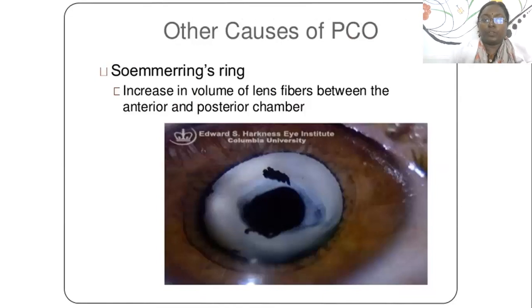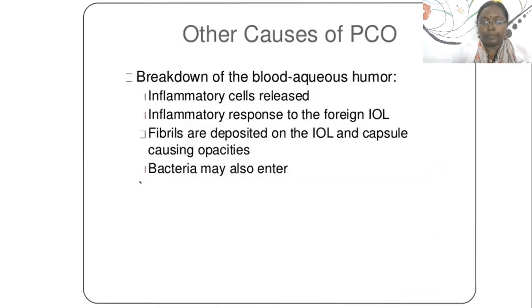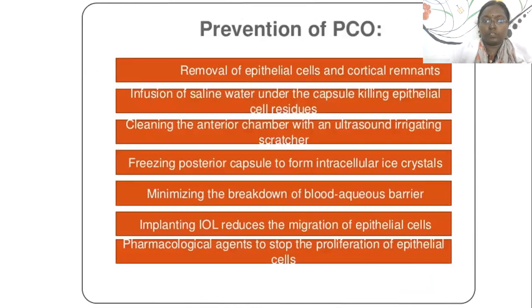Other causes of PCO include Soemmering's ring. It is because of the increase in the volume of lens fibers between the anterior and posterior capsule. There is breakdown of the blood-aqueous barrier, so inflammatory cells are released, and fibrils are deposited on the IOL and capsule, causing opacities. The chance of PCO formation is more in SICS when compared to phacoemulsification.